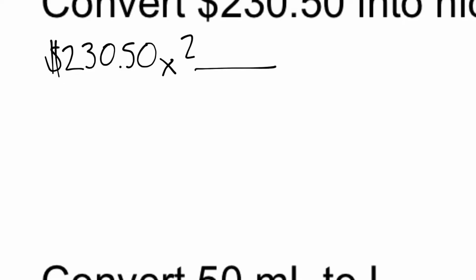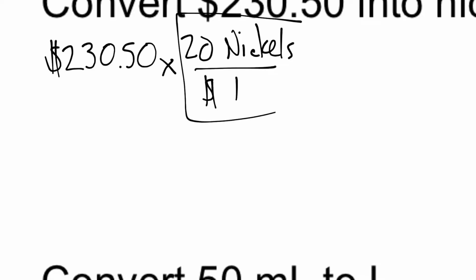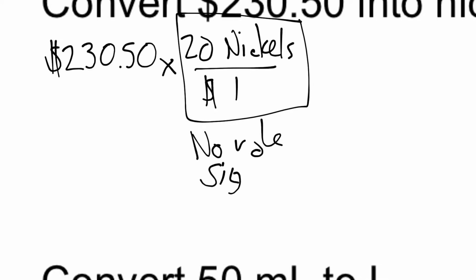So I know there are 20 nickels in $1. You guys know that, hopefully, if you've had enough interaction with money. So this is an exact value, not a measured one. It's kind of a man-determined one, or a man-accepted one, or woman-accepted one. The idea is that we accept it as true. It's not a measurement. So there's no role in sig figs with this. It's only what is measured.